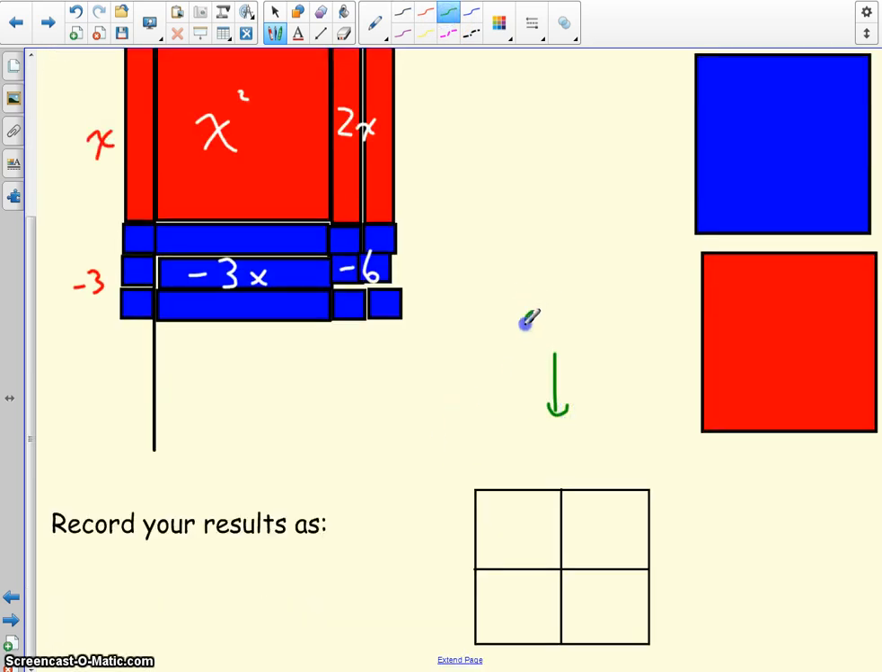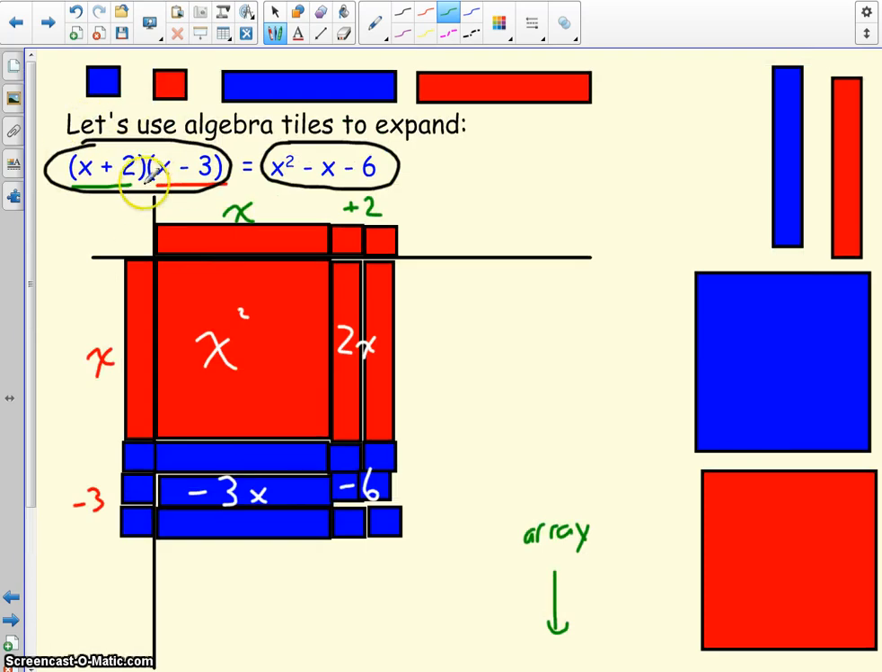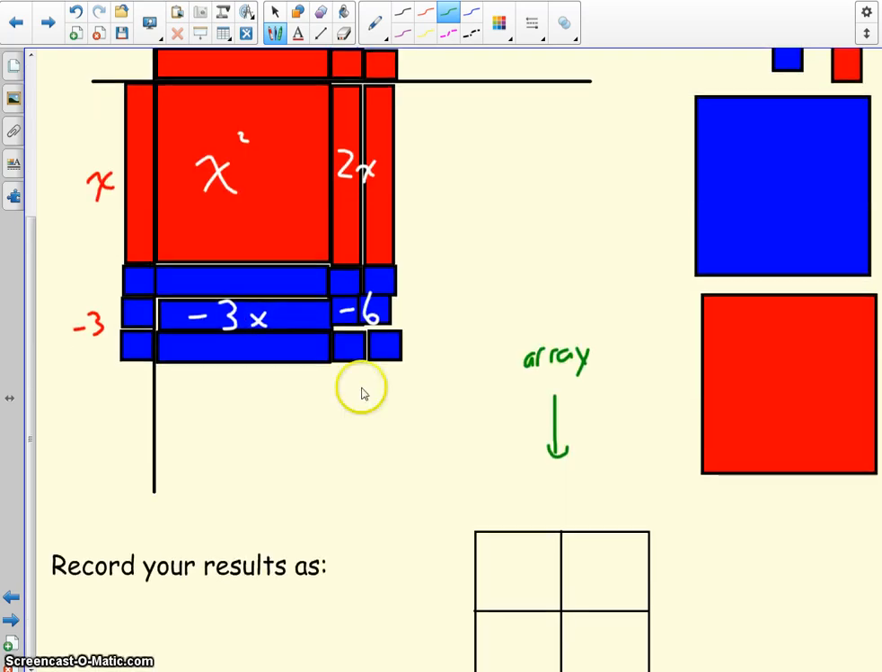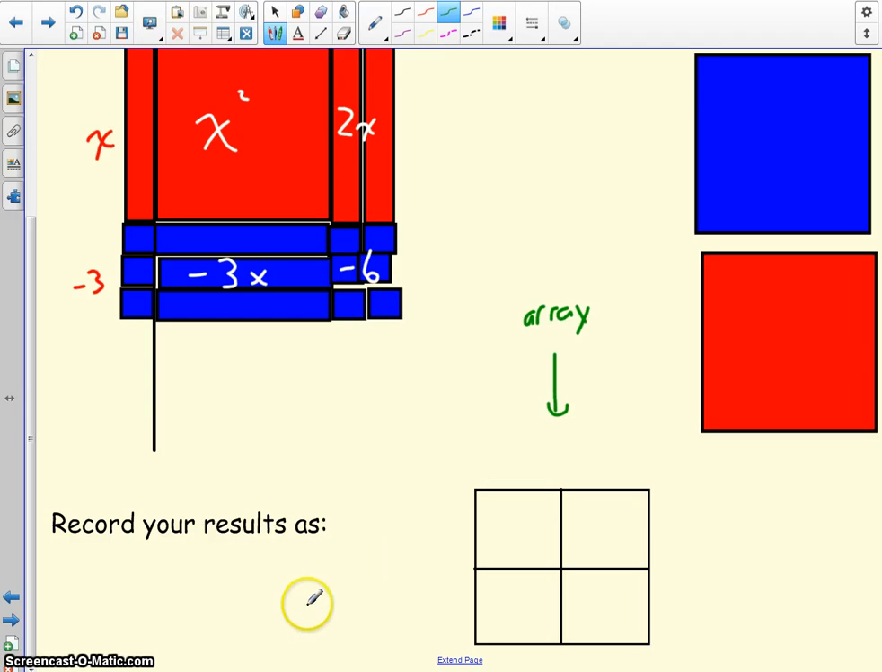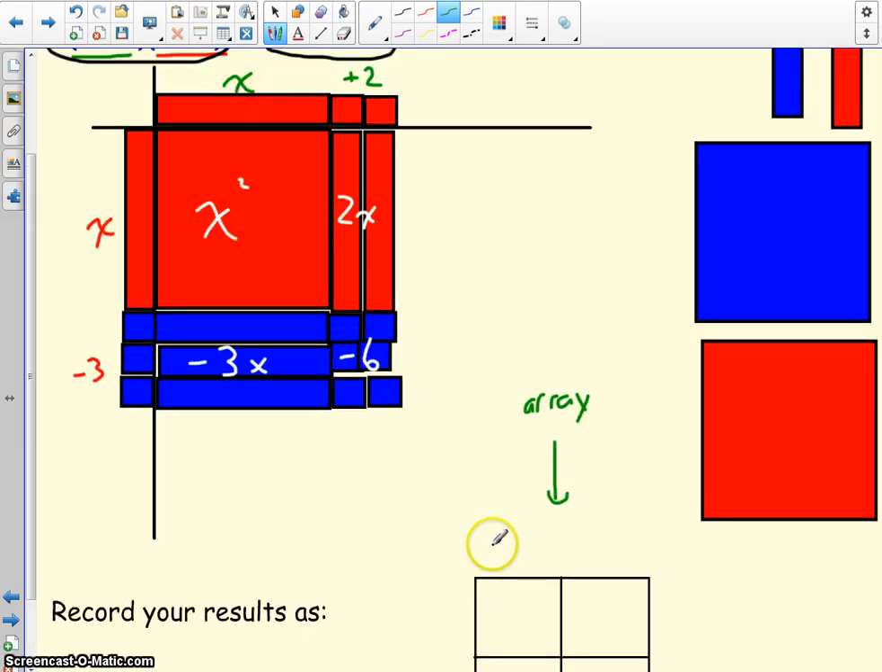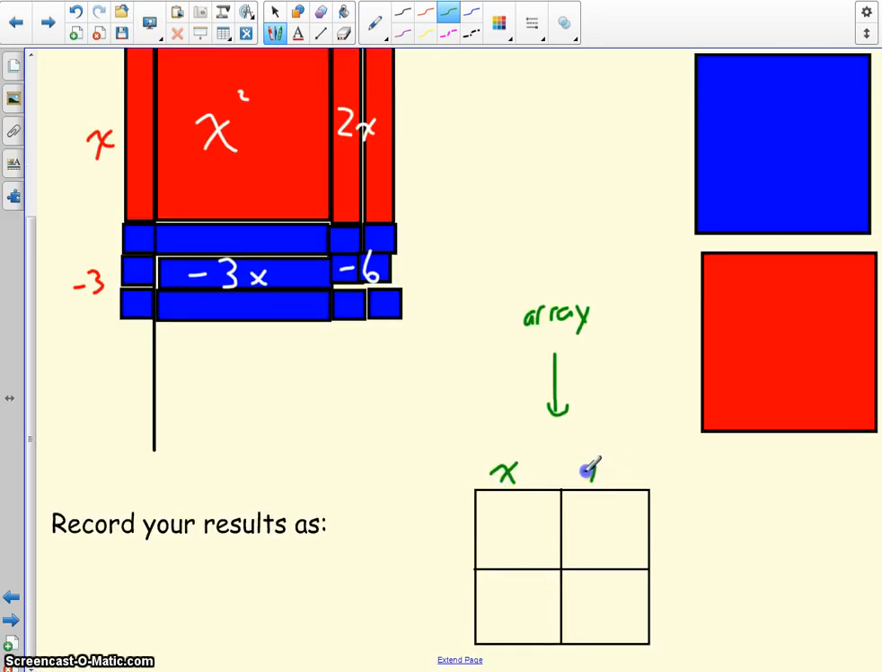So this down here is called an array, and I've made it a 2 by 2 array. So 2 rows, 2 columns, because our initial binomials here, x plus 2, x minus 3, they each have 2 terms. So the way we could do this instead, we could take the x plus 2, put it along the top, the x minus 3, put it down the side, and do exactly what we do with algebra tiles, except now we can just jump straight to the final algebraic answer.